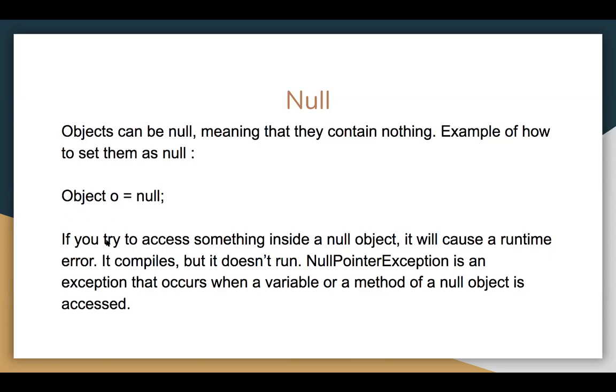If you try to access anything inside a null object, it will cause a runtime error. It compiles, but it doesn't run. The null pointer exception is the exception that occurs when a variable or a method of a null object is accessed. Generally, you're not going to come across this problem since you generally would not put null as the value of something. You might use it as a placeholder for a variable, but generally it's not used.